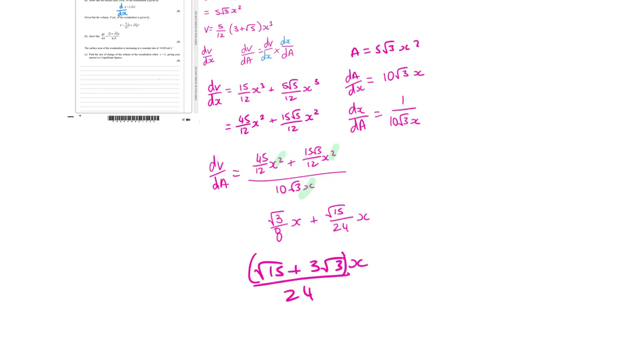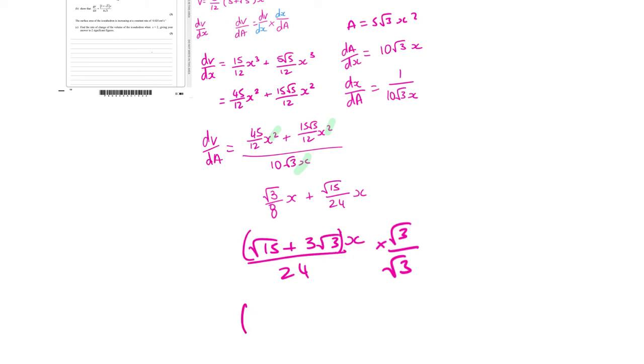Now, they've changed. What they've done is they've multiplied everything through by root 3 over root 3. So we can times root 3 over root 3, which is still a whole one, and then we're going to have 3 plus root 5 over 8 root 3 x. Okay? That will still give you the 3 marks. Perfect.